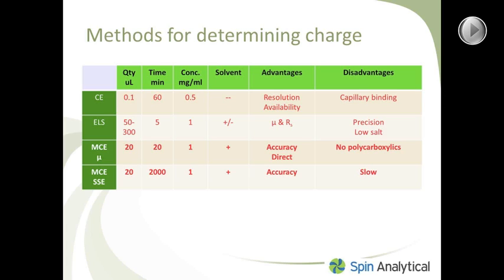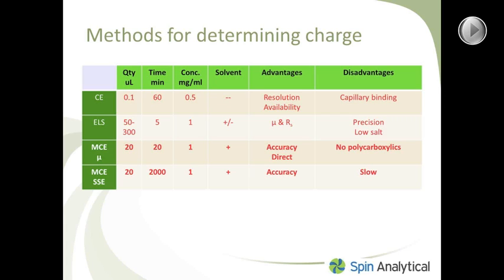Membrane-confined electrophoresis requires only a small quantity of material. It's fairly rapid. It's accurate. It gives you a very direct measure of the electrophoretic mobility. You can actually see the material moving in the cuvette. The only disadvantage to it is that you can't use polycarboxylic acids in your solvent.